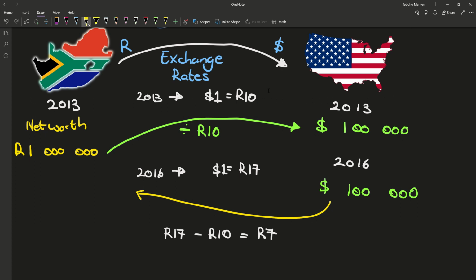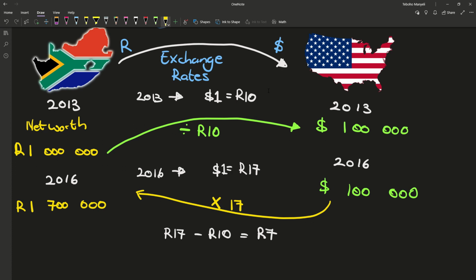So when you're taking the money back from America to South Africa, you'd have to now multiply by 17. Just like when we divided by 10 to convert from rands to dollars, when you convert back from dollars to rands, you multiply by 17, which would mean that your new balance in the year of 2016 when you arrive in South Africa will be sitting at 1,700,000. So there's a big difference. In 2013 you're worth 1 million. In 2016 you're worth 1,700,000. So where did this money come from?